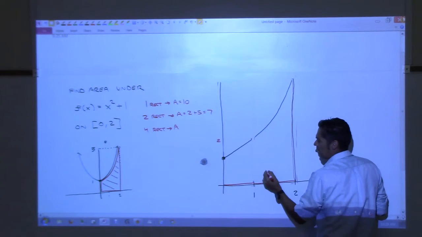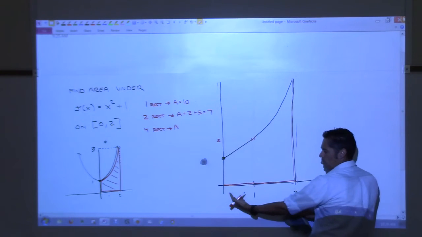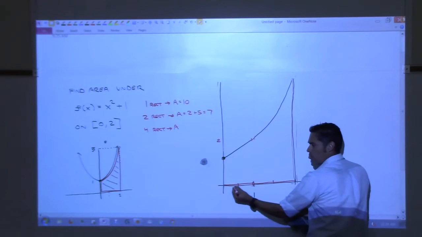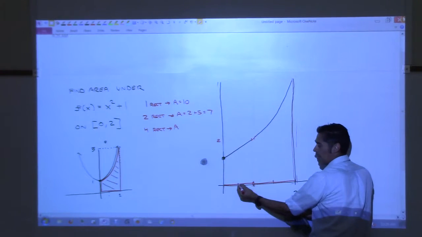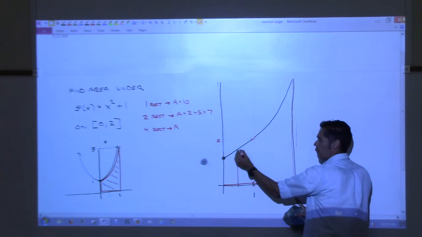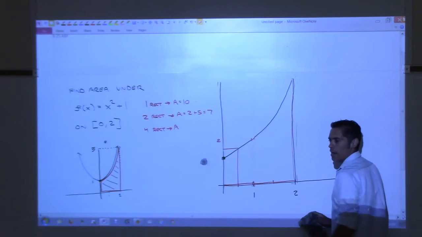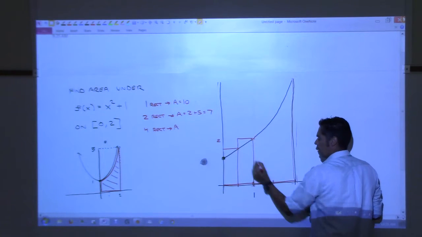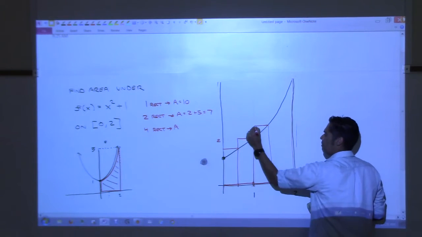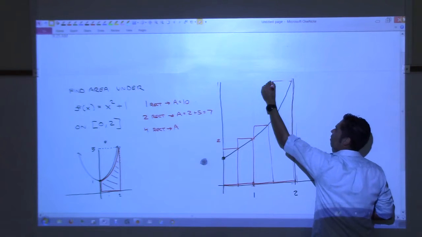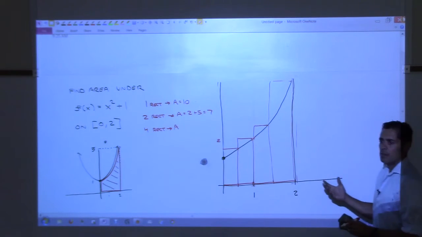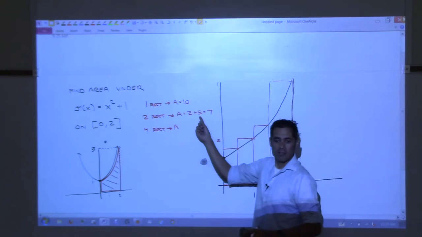When I do 4 rectangles, I'm going to cut this interval into 4 equal segments. I'm going to go a quarter of the way, because I'm doing 4 rectangles. I'm going to go up and then over, right? The next one I'm going to go up and then over. Next one up and then over and then up and then over. And do you agree that that area is still too big, but better than this? Yes?